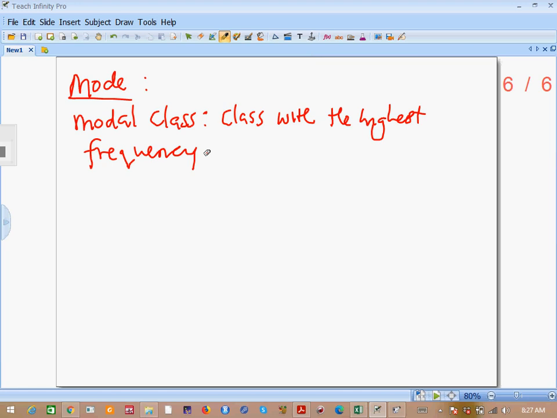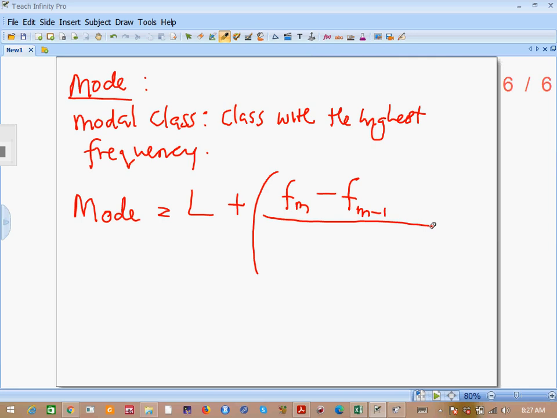Okay. Now the formula for the mode is given by mode is equal to the lower limit plus, open brackets, frequency of the modal class minus frequency of the class before the modal class, over frequency of the modal class minus frequency of the class before, plus frequency of the modal class minus frequency of the class after.